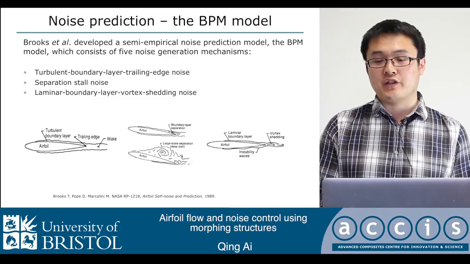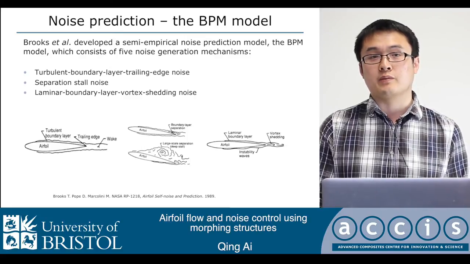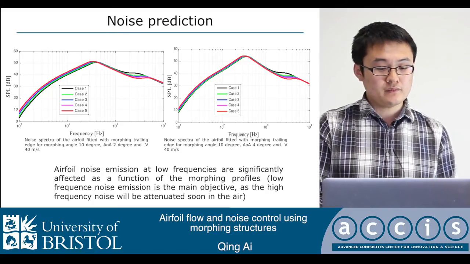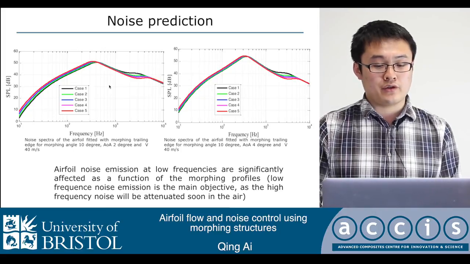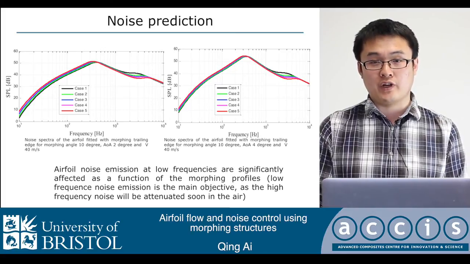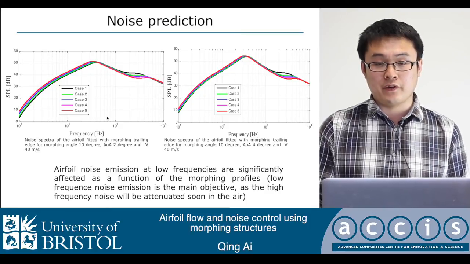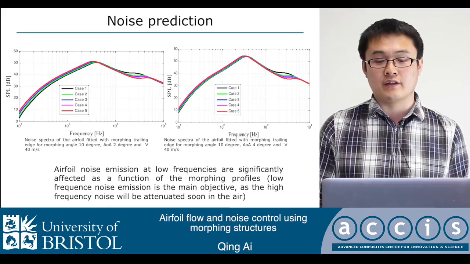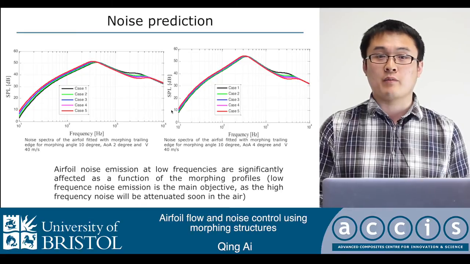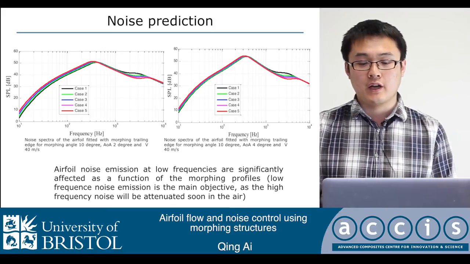With the semi-empirical relationships between the aerodynamic parameters, such as the boundary layer displacement thickness at the airfoil trailing edge, we can calculate the noise spectra. The two figures show the noise spectra of the airfoils fitted with morphing trailing edges, which have different profiles. The first one has a velocity of 40 meters per second, angle of attack 0 degrees, and morphing angle 10 degrees, and the airfoil size is the same as I mentioned in the wind tunnel test: 20 centimeters in chord and 45 centimeters in span.